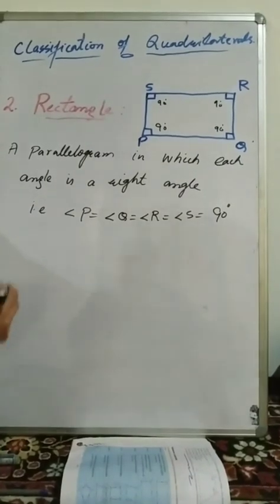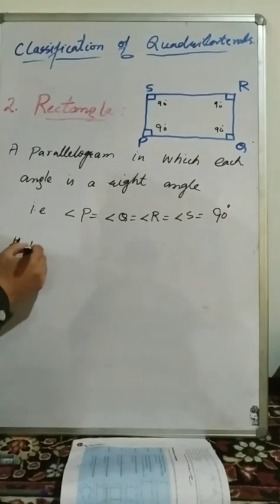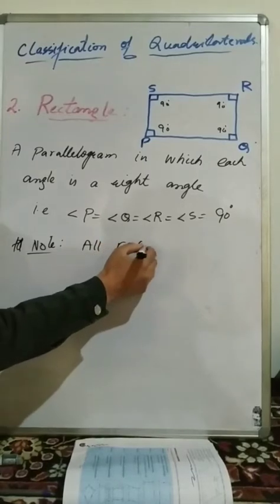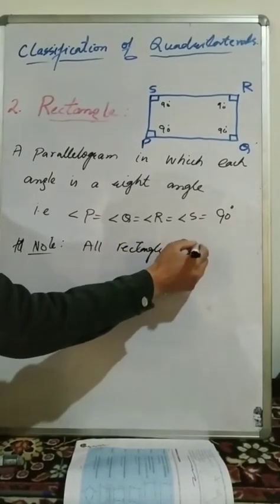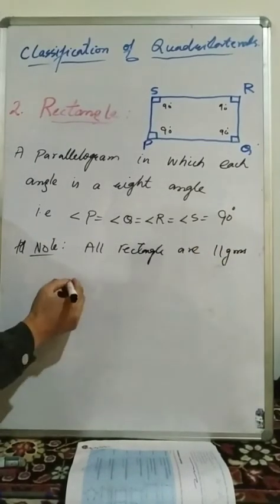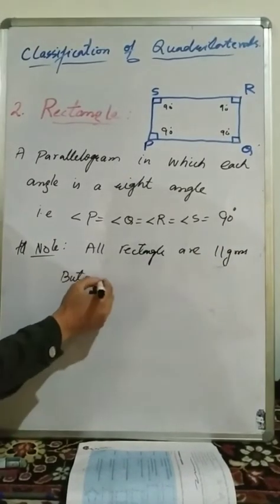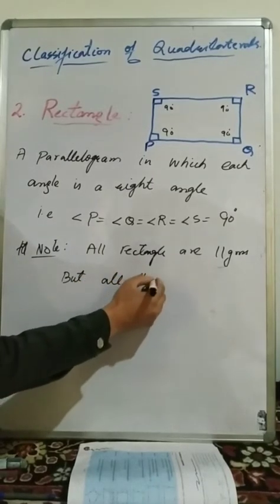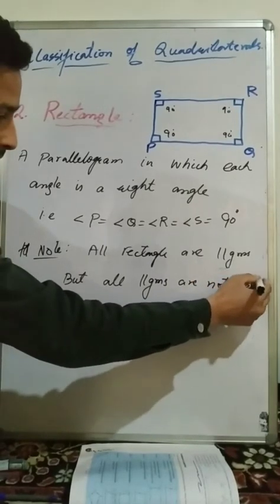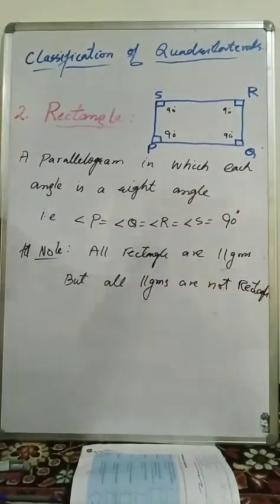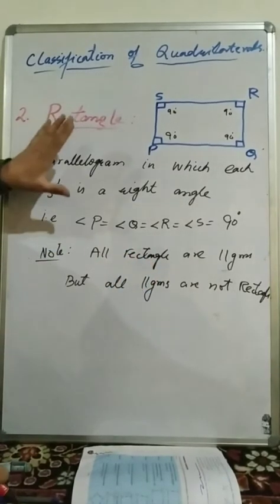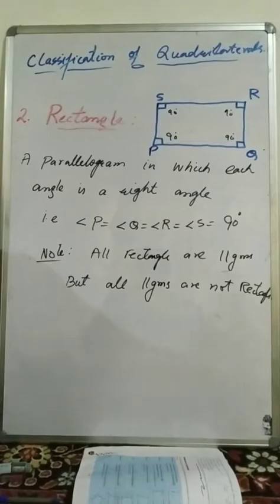Dear student, you should remember here that all rectangles are parallelograms, but all parallelograms are not a rectangle. This is the first remark, you should remember it. All rectangles are parallelograms, but the converse is not true, that is, all parallelograms are not rectangles.